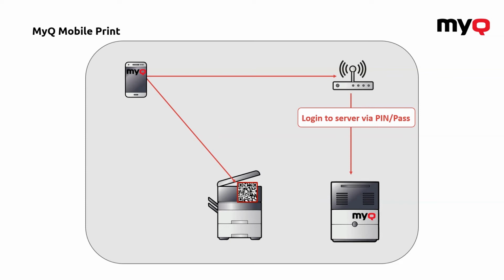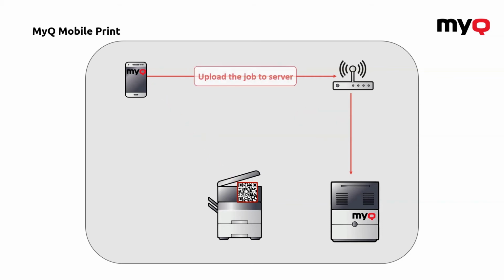So once you're logged in and you've got a session with the server, you can do a few things. The obvious one is that you can upload the job directly to the server using the Wi-Fi, and that way release it on the machine.